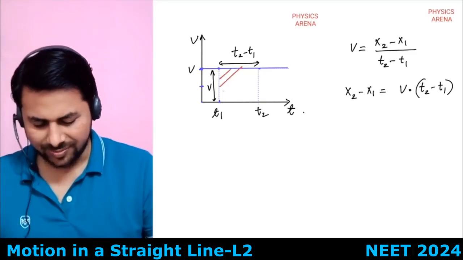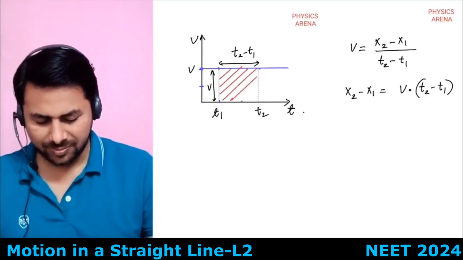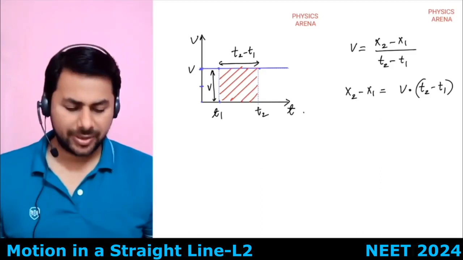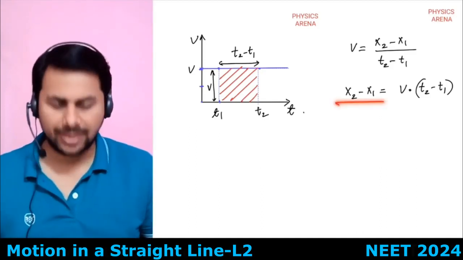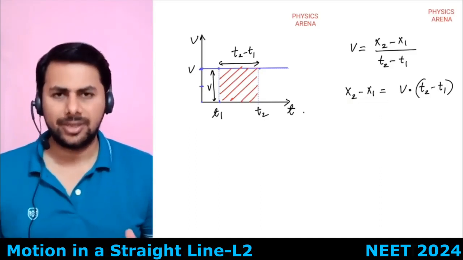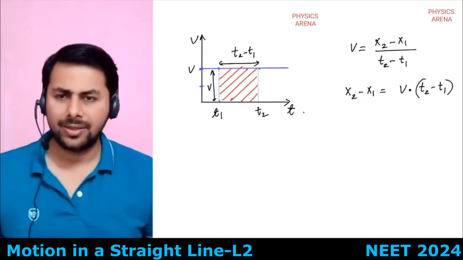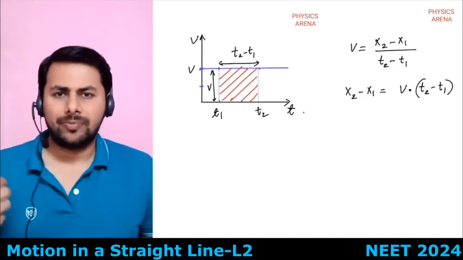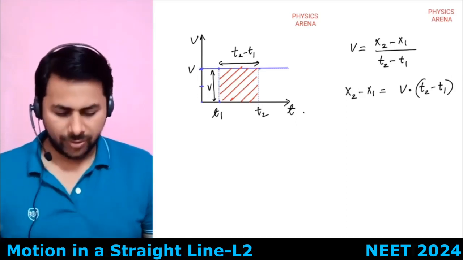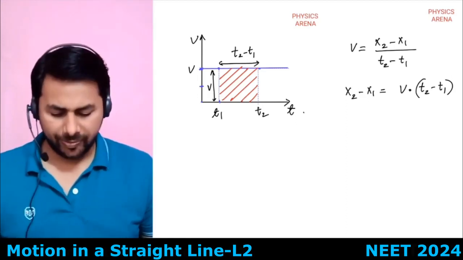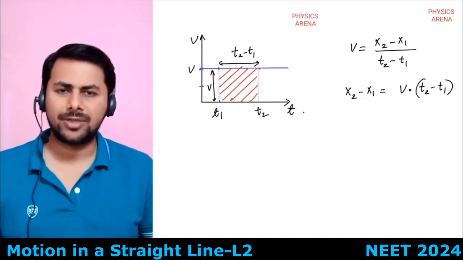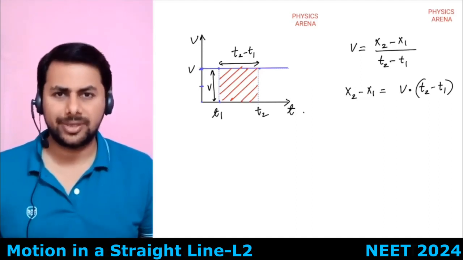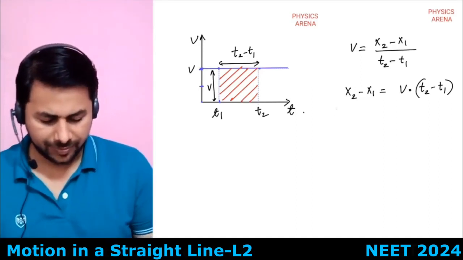So this area will give you what? It gives you x2 minus x1, and that is displacement, right? So this was an example, but we can conclude something. What can we conclude? We can say that the area under the velocity versus time graph gives us displacement.